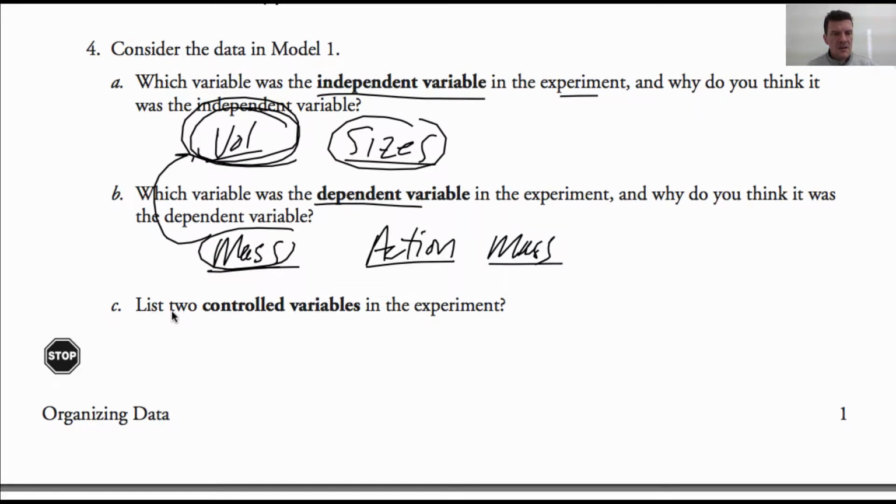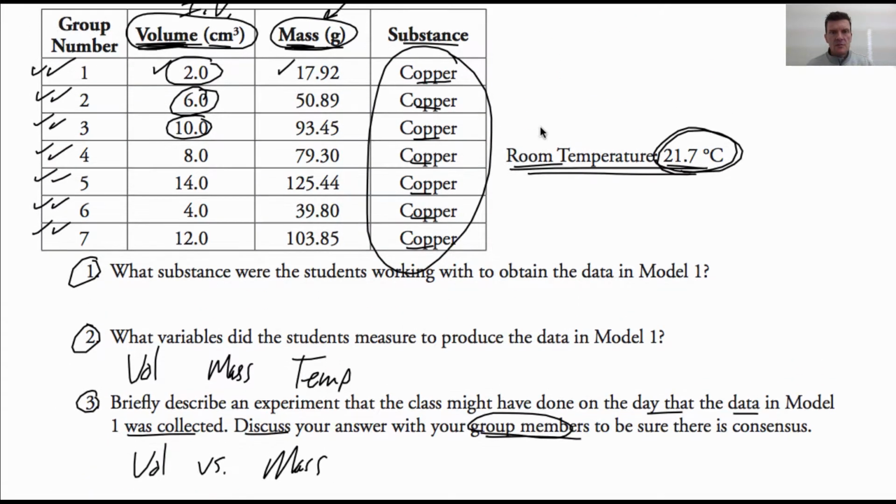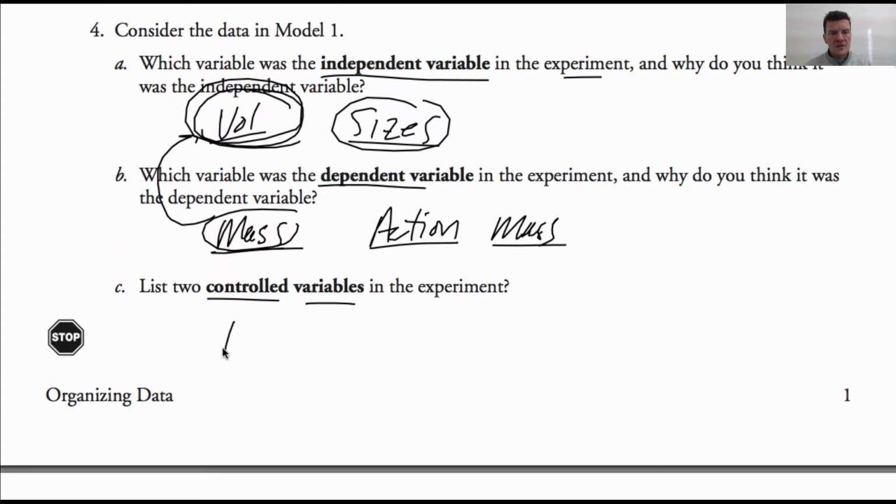Okay? Two controlled variables. Well, if we look back up here, the controlled variables are the type of metal and also the temperature. So those would be your two controls. Okay, type of metal and the temperature.